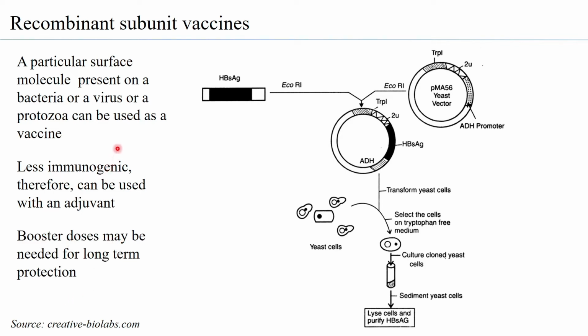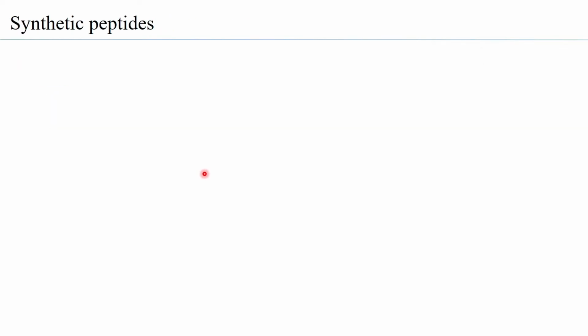But then instead of using the hepatitis B virus itself, it is safer to use hepatitis B virus antigen only, that one, the surface antigen only. So this has proved to be much safer than using the hepatitis B virus itself. Now, one also uses synthetic peptides.